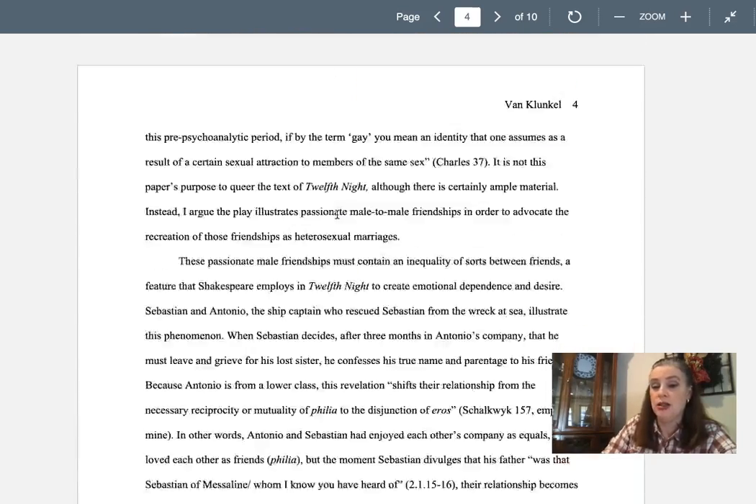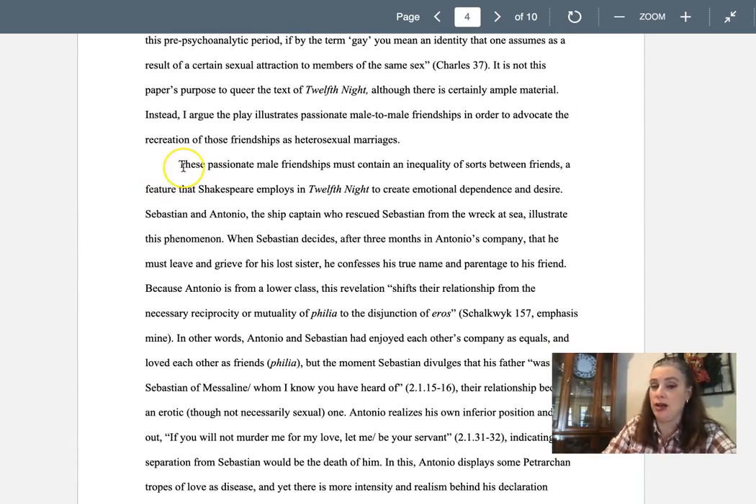Then I go on to my next body paragraph. I'm still going to make a thesis reference in my topic sentence. These passionate male friendships must contain an inequality of sorts between friends, a feature that Shakespeare employs in Twelfth Night to create emotional dependence and desire.